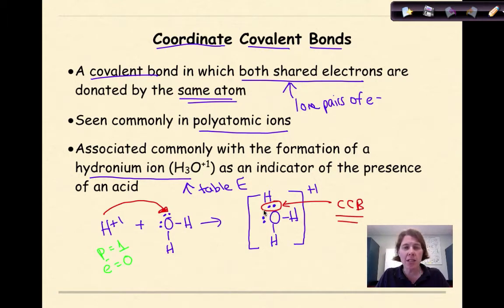Because the oxygen itself is donating both electrons, the hydrogen is accepting them, so we find that coordinate covalent bond here, but the rest of these bonds are just typical covalent bonds, polar covalent bonds.